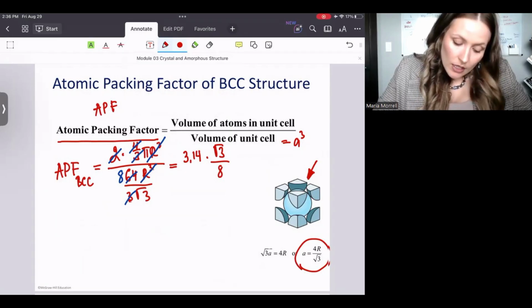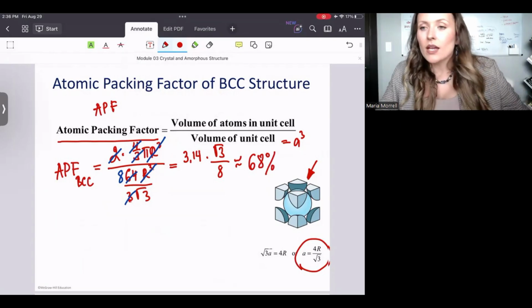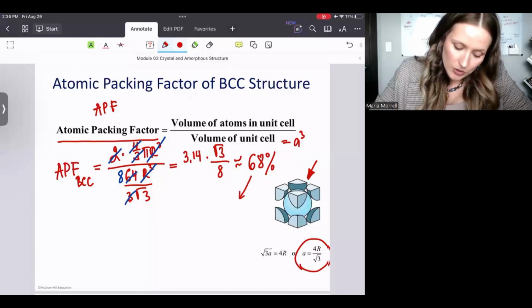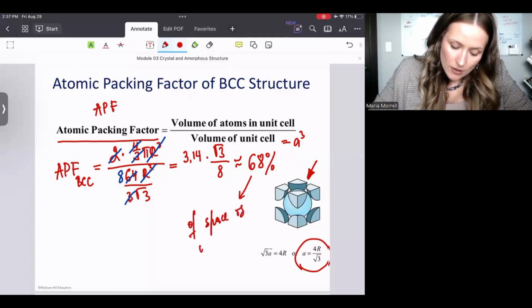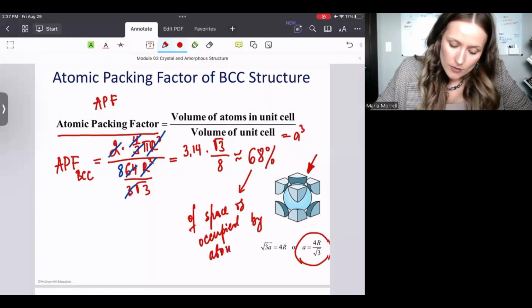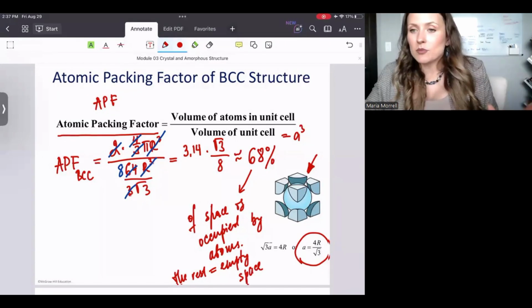And then if you ought to do the math, I'm going to approximate it. You will find out that the answer is 68%. Okay. So what that means is that 68% of space is occupied by atoms, okay? Meaning that the rest is empty space, right? Okay, so hopefully that makes sense.